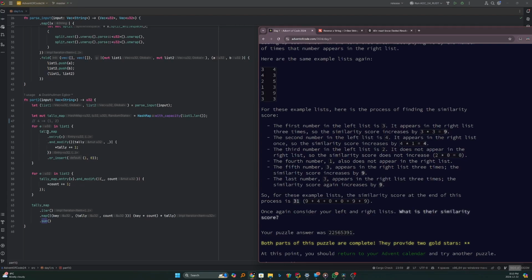So for the first list, we use the tally map's entry, basically like a get, but with the ability to add if you didn't find it. So entry gets whatever number we're assigning, for example 3, and if it does exist, we take the first number, which is how many times it occurs in the first list, and add 1 to it. Else add 1 and add 0. So we assume that it did not occur in the second list because we haven't seen it yet. We do that for each and every one.